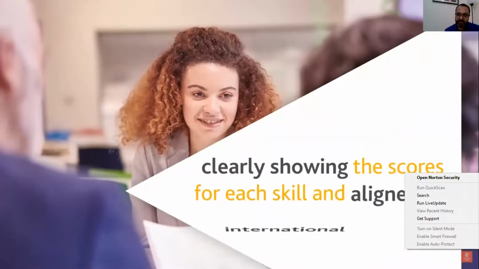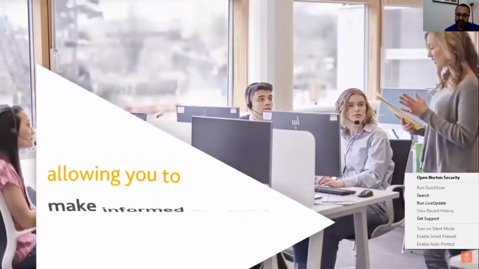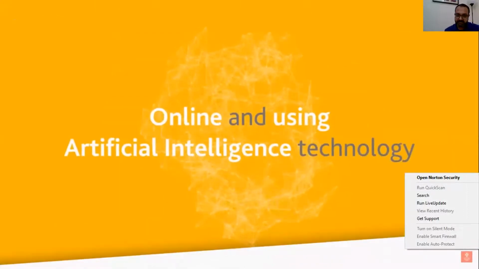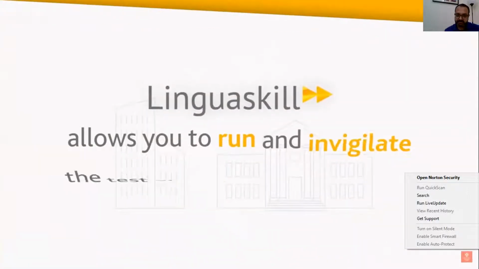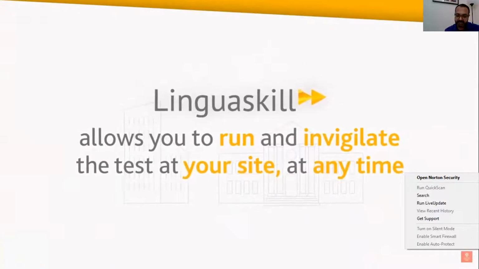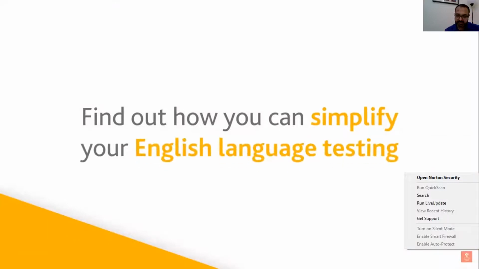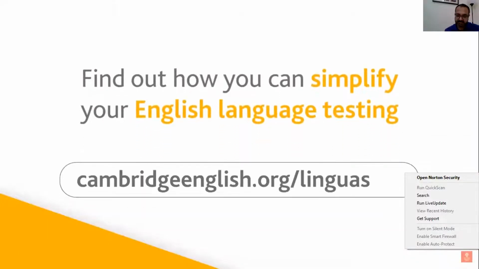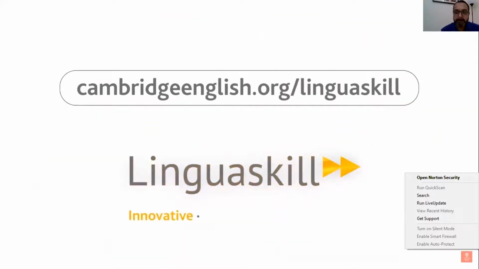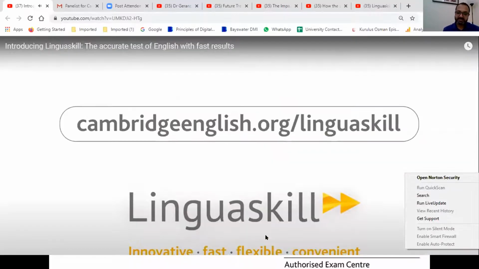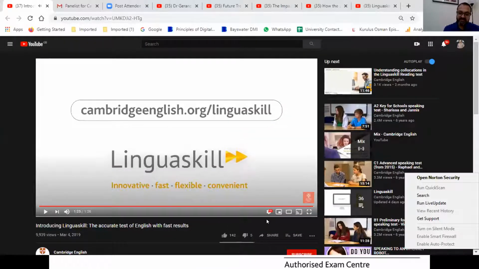Results are aligned to international standards, allowing you to make informed decisions and compare performance. Online and using artificial intelligence technology, Linguaskill allows you to run and invigilate the test at your own site at any time. Find out how you can simplify your English language testing at cambridgeenglish.org/Linguaskill. Linguaskill. Innovative, fast, flexible, convenient. Thank you.